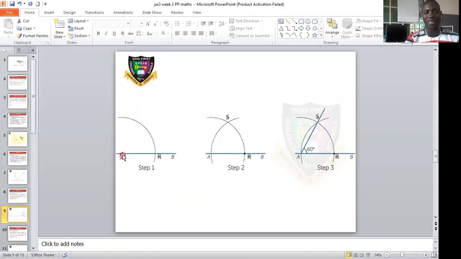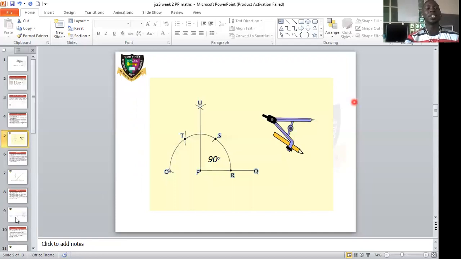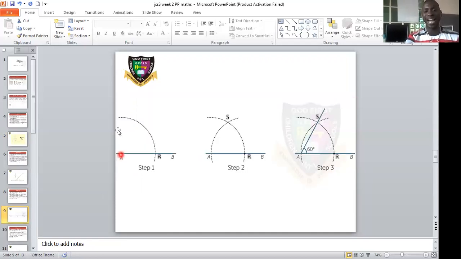Place your compass. You understand? This is a compass. This is how your compass is. Place it at point A. The tip of the compass, place that way, and draw an arc that cuts through line AB to give you R. Label that point of intersection on the line R.